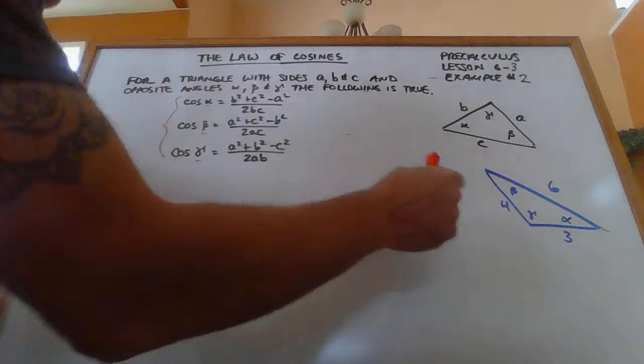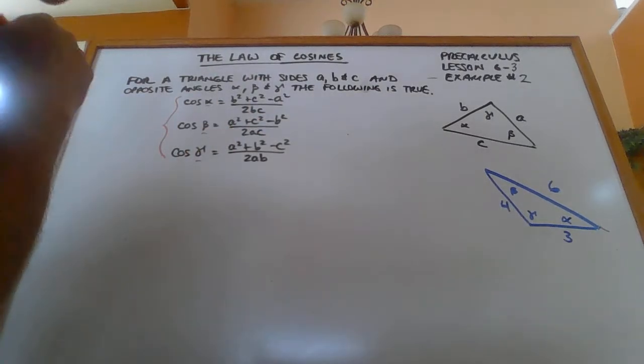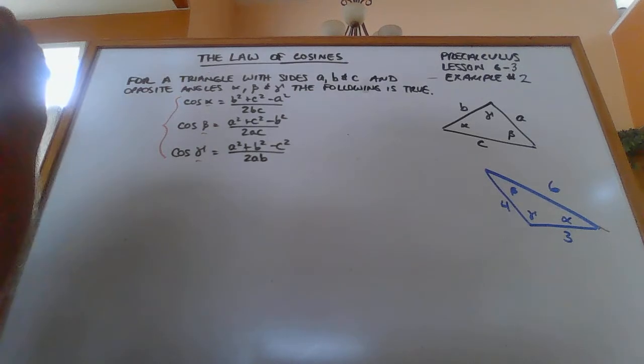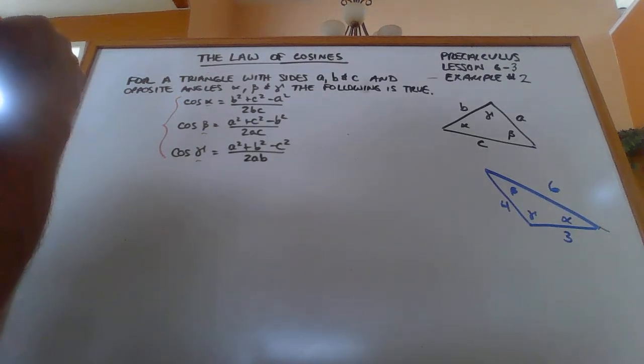So notice in this triangle, we have a side-side-side situation here, which means we know all three sides, but we don't know any of the angles. So we can't use the law of sines. We don't have a side opposite an angle to use. So we're going to use the law of cosines.